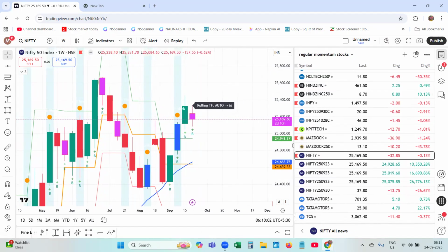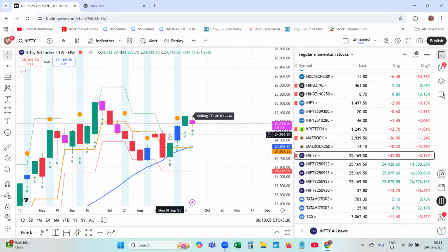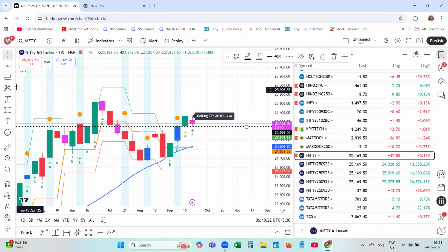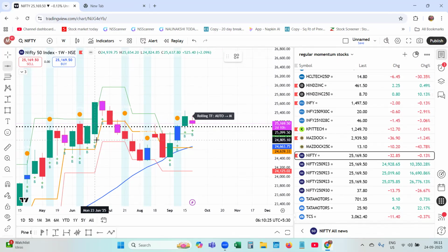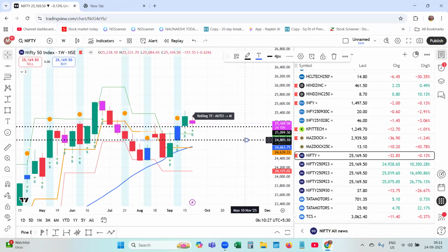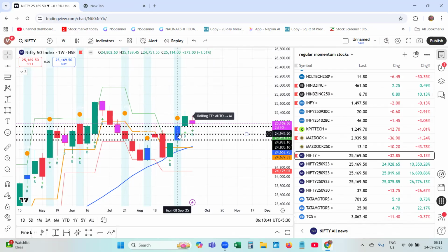If I go back to the weekly, you can clearly see it is above the R1. It is buy, even though it is midweek. This is the September midweek high and low. Let me mark this. So you know the boundary: 24,805, 25,061, and the R1 is placed around 24,956. The market is bullish.